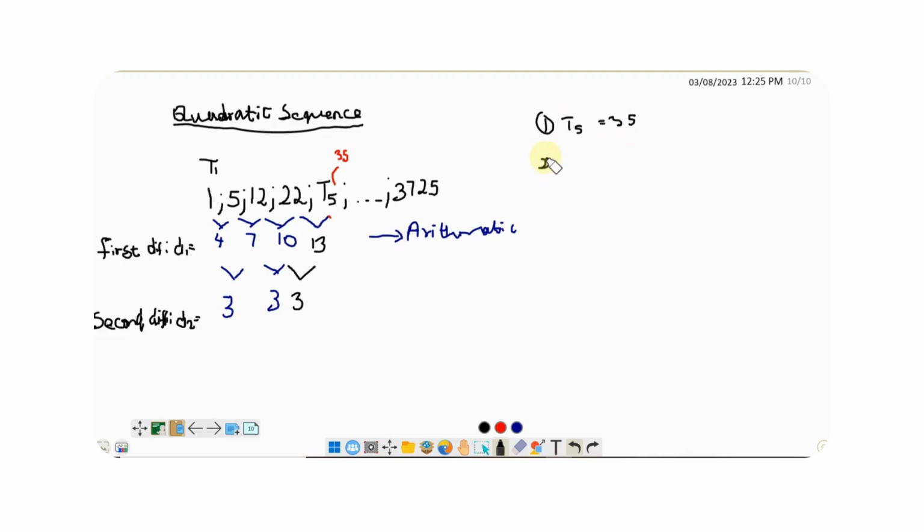And the second question, they say, find Tn in the form of an squared plus bn plus c, because this is the quadratic formula, right? It's the parabolic equation, we know it. All right, so now what you have to do is draw a line here.